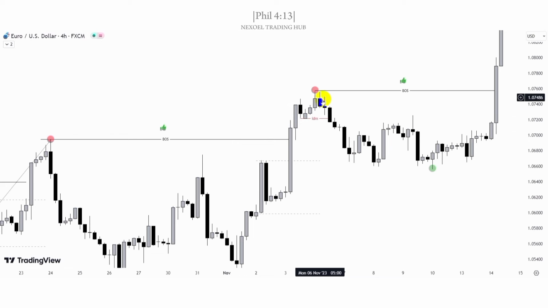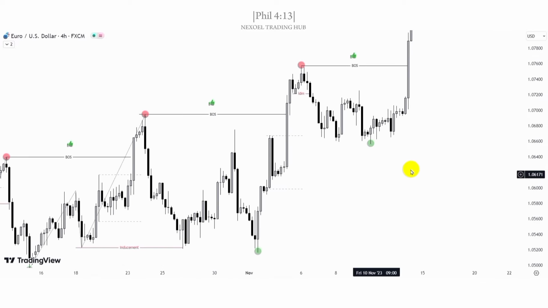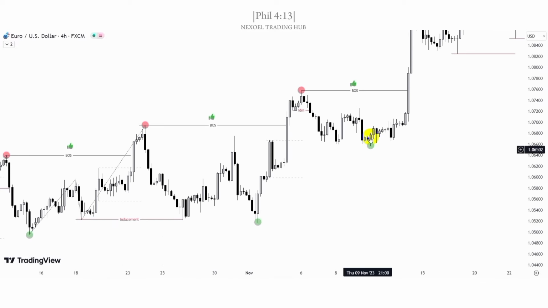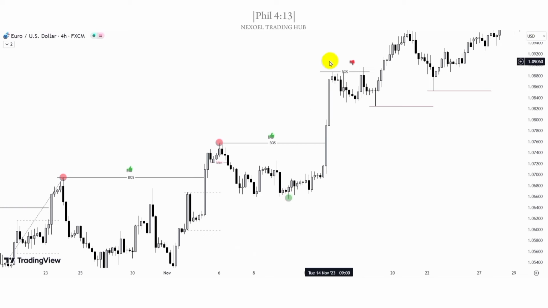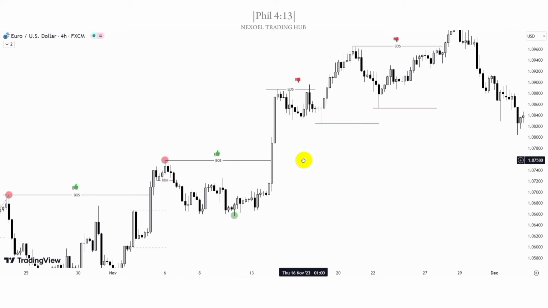You can see that price returned to the downside and took out the inducement. We have a valid higher high. Now price created a higher low point, and we can see that price pushed to the upside. We have a break of structure. So now, where's the pullback? After the break of structure, this is the pullback.